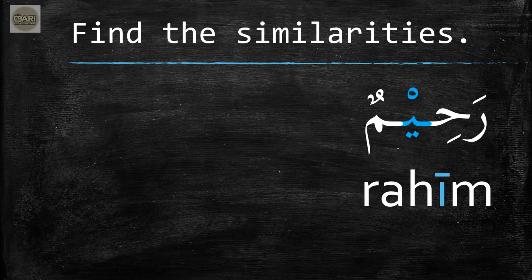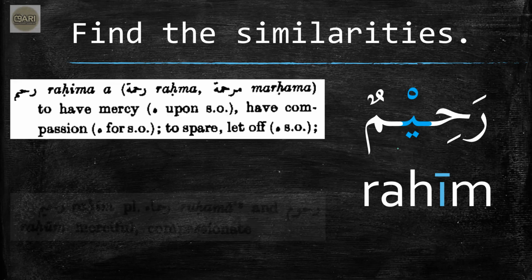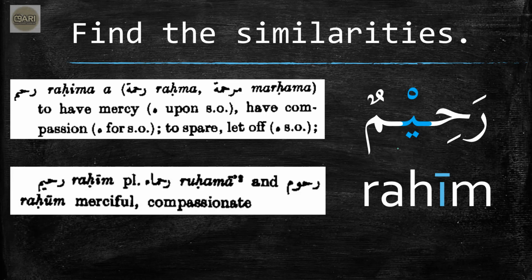Next we have Rahim. You can see it there. R for the Ra, A for the Fatha, H for the Ha, I for the Kasra, macron for the elongation, M. Rahima means to have mercy, to have compassion, to spare, to let off. So if something has compassion, then it is compassionate and merciful.